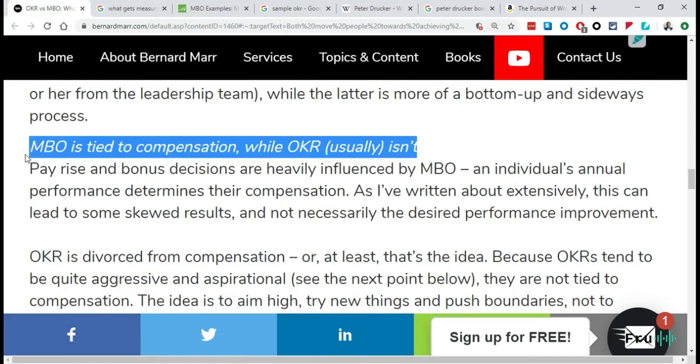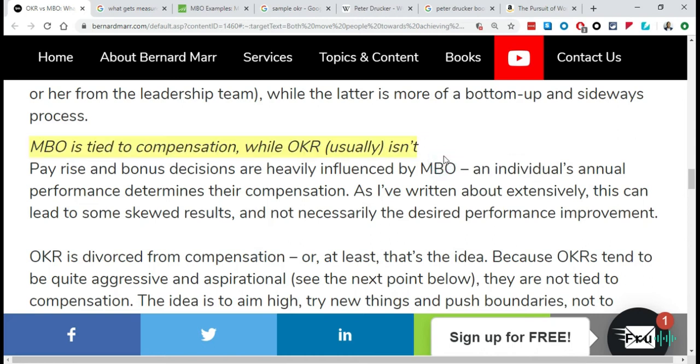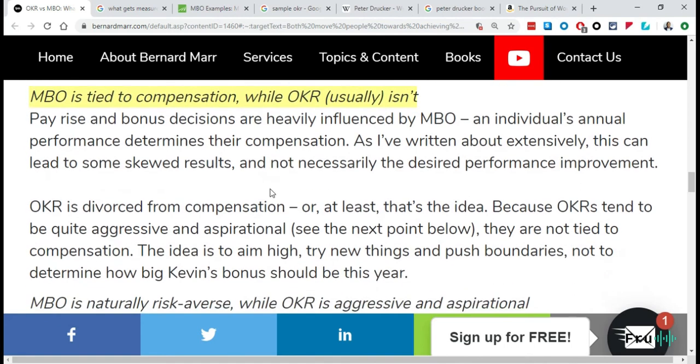Next point here, MBO is tied to compensation, while OKR usually isn't, right? Again, as I mentioned, I was exposed to MBO at one point. It was tied to compensation. Basically, you hit your MBOs, you more than likely got a good promotion or a good pay raise, right? If you didn't quite meet your MBOs, it affected compensation. So people would want to meet their MBOs as much as they could, because who doesn't want to be compensated for the work they do? But OKR usually isn't. It comes as part of the role within the organization, something that you just have to do.